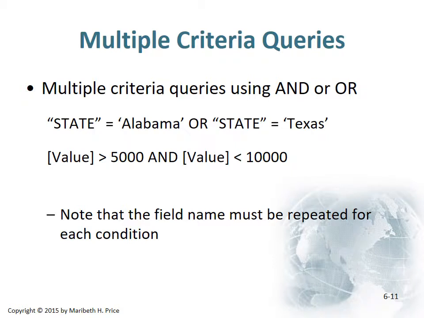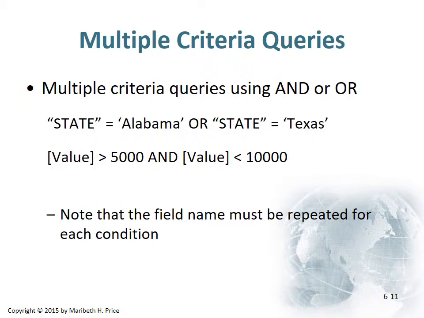When we're using multiple criteria, as we saw on the last slide, AND and OR work differently. State equals Alabama OR state equals Texas will give both Alabama and Texas. Value greater than 5,000 AND value less than 10,000 must meet both conditions. So it must be between 5,000 and 10,000.